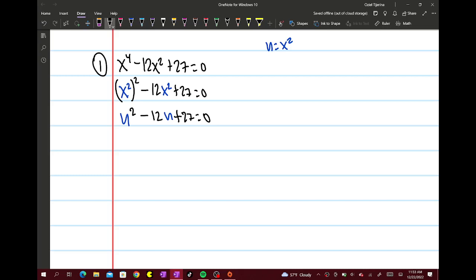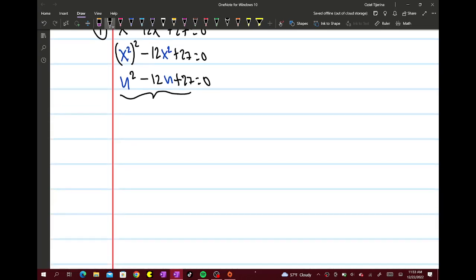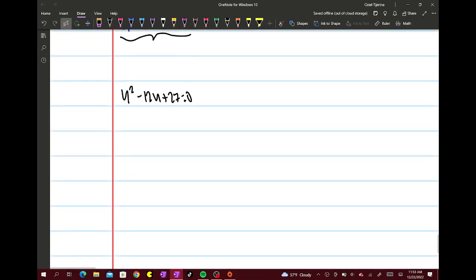Like I said, this does not apply to every polynomial equation, mostly ones that look like this. So basically, we're now going to factor this out. We know that a is 1, so we have the equation u squared minus 12u plus 27 equals 0. This is 1u squared, and then plus negative 12u, and then plus 27, right?